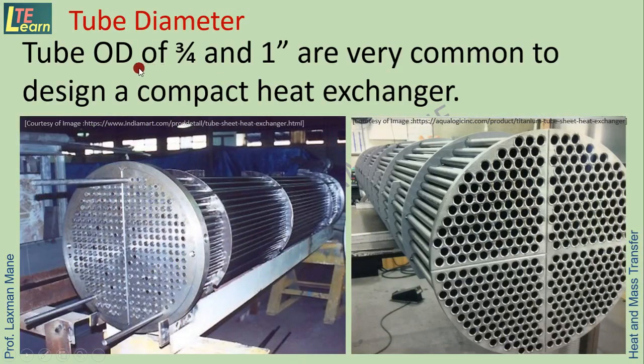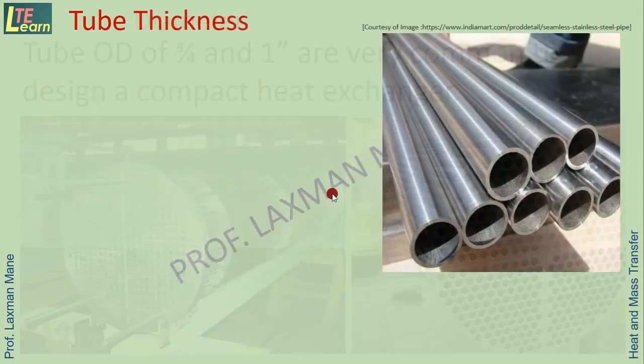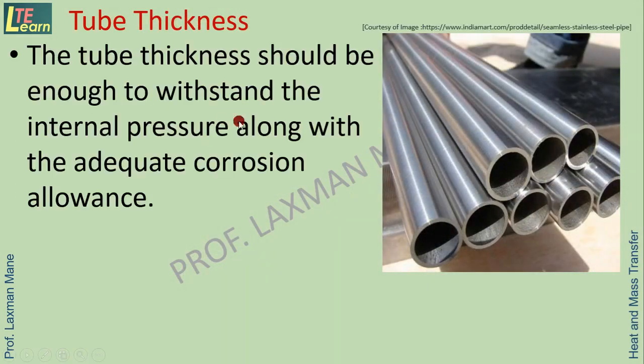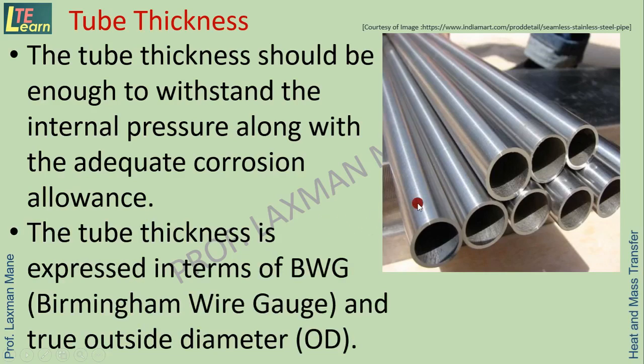Tube diameter, that is OD, of 3/4 and 1 inch are very common to design a compact heat exchanger. The tube thickness should be enough to withstand the internal pressure along with the adequate corrosion allowance. The tube thickness is expressed in terms of BWG, meaning Birmingham wire gauge, and the true outside diameter, meaning OD.